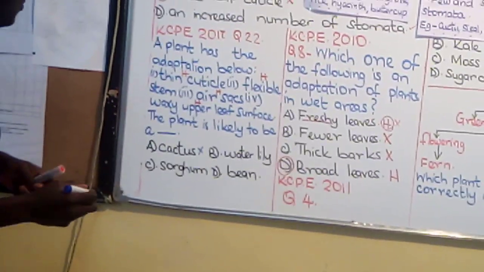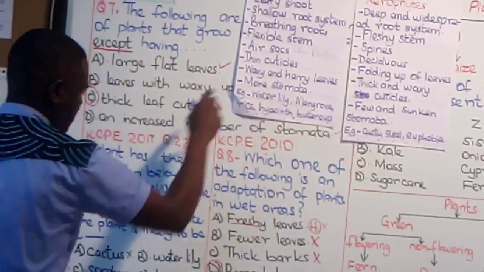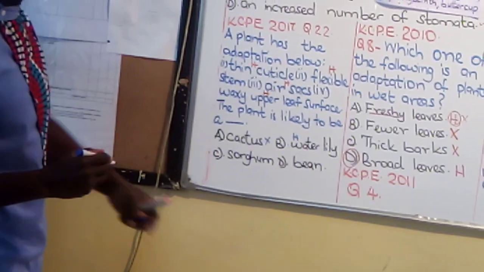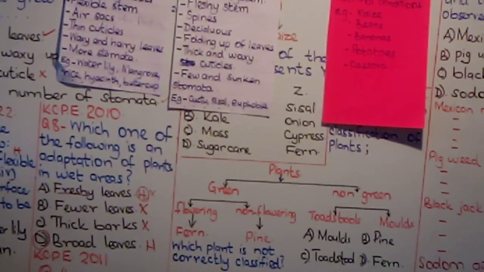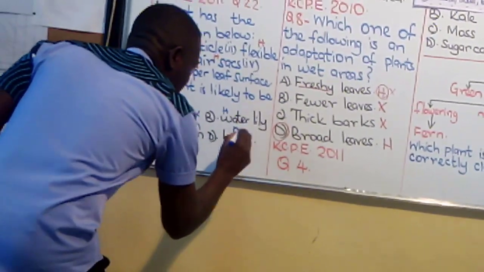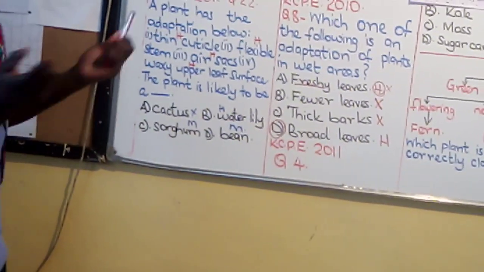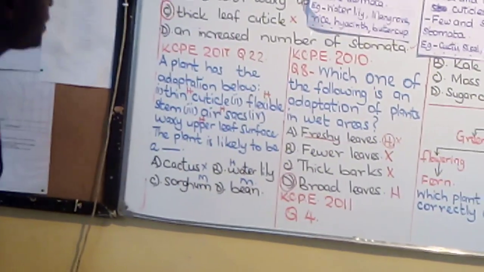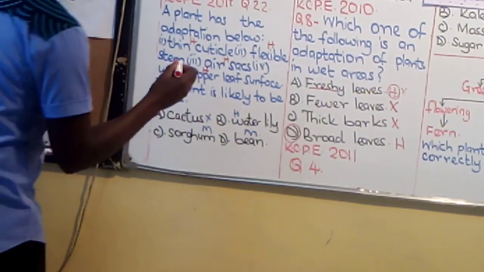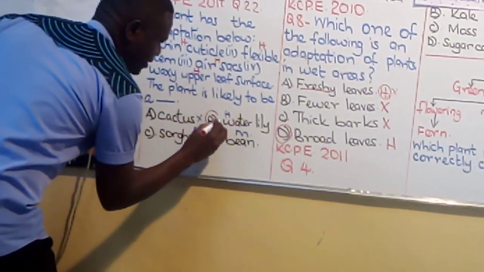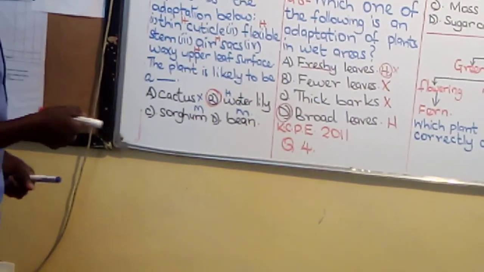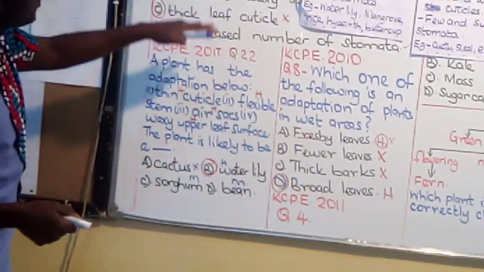Water lily is given as an example of a hydrophyte. And then sorghum is a mesophyte, and bean is a mesophyte. Alex, please tell me the right answer according to this analysis. Very good. The right answer is B. It is a water lily.